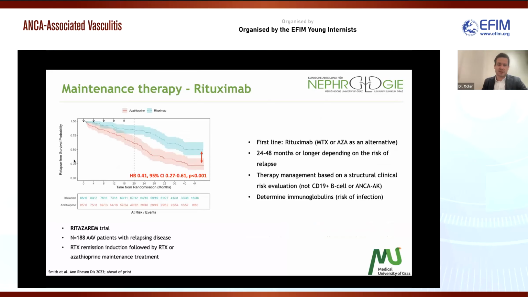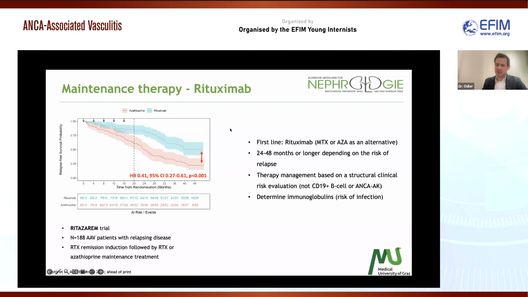One of the studies that has been published in 2023 is the RITAZAREM trial from Cambridge that involved 188 patients with ANCA-associated vasculitis with a relapsing disease. All of these patients received rituximab remission induction followed by rituximab or azathioprine maintenance treatment. What we saw in this trial is that the use of rituximab was superior as compared to the use of azathioprine.